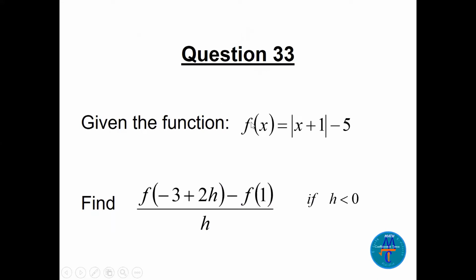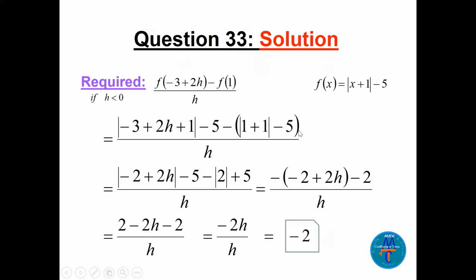Now, given this function f of x is the absolute value of x plus 1 minus 5, find this expression. So we have f of this minus f of 1, over h. h is less than 0. So I take this value, minus 3 plus 2h, inside the x. That's an easy question. Just replace it there. And then f of 1, replace it also in this function: 1 plus 1, absolute value, minus 5.